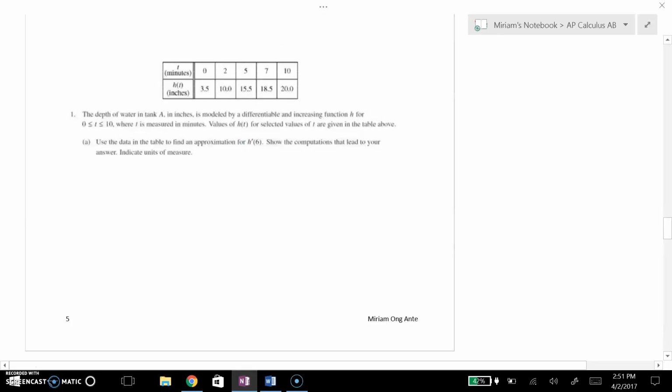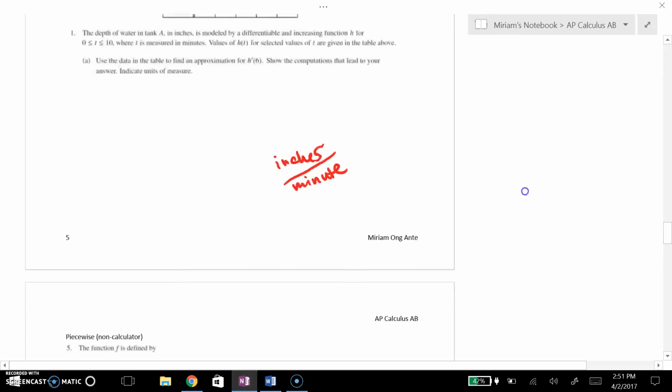Next one, read the problem. And the units would be inches per minute. Make sure you check with the people around you and the person beside you that you are in agreement of how to solve this.